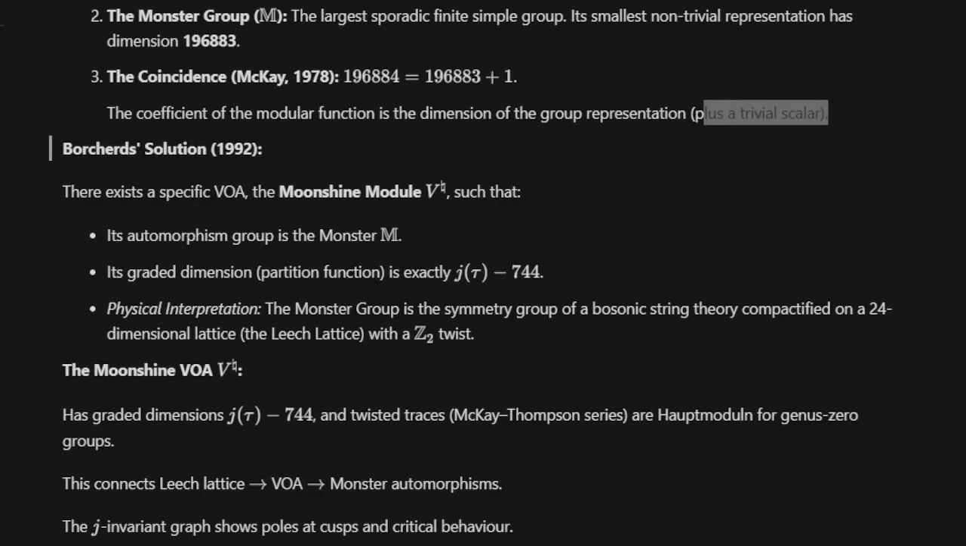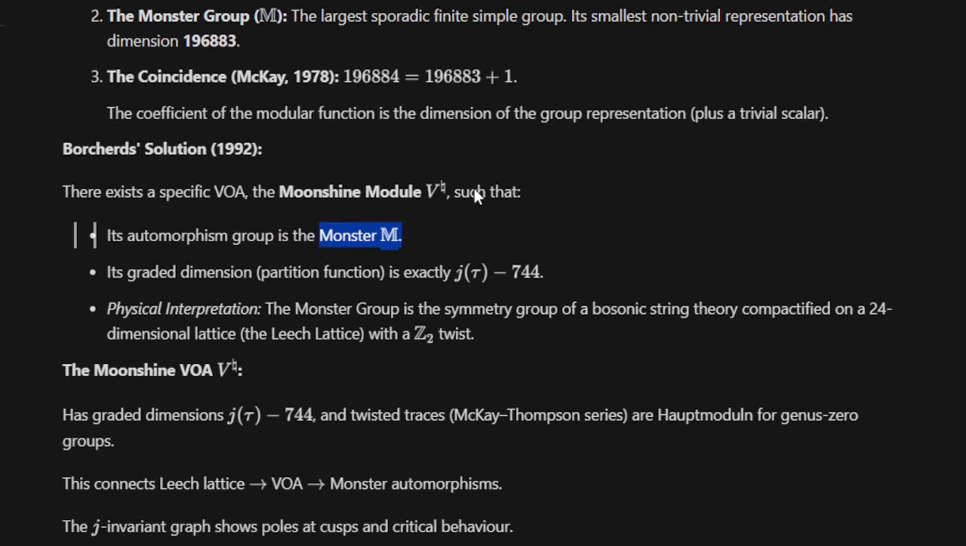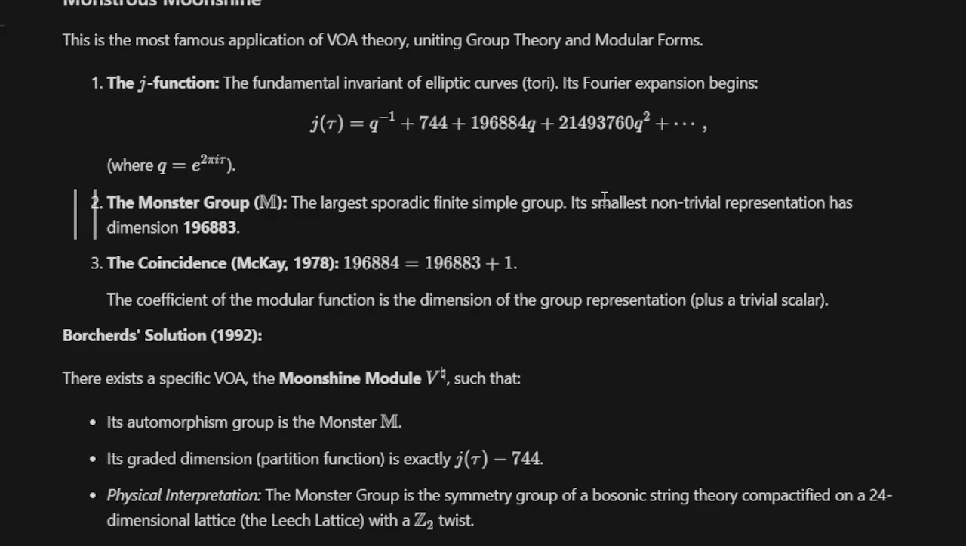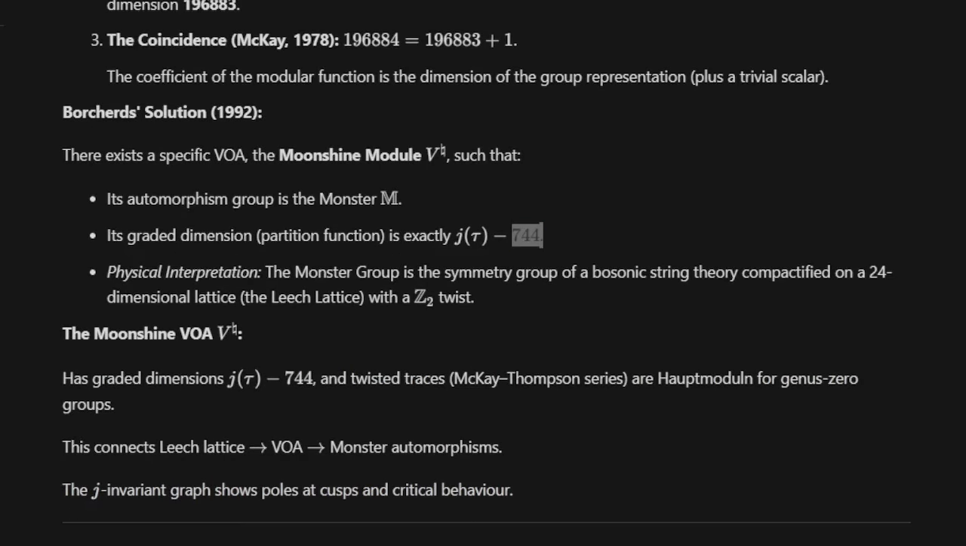So Borcherds' solution in 1992: he proved essentially that there exists a specific vertex operator algebra, the Moonshine module, V natural, such that its automorphism group, again, is the monster group. Its graded dimension is a partition function that is exactly equal to the j-function minus 744. And again, that's the graded dimension.